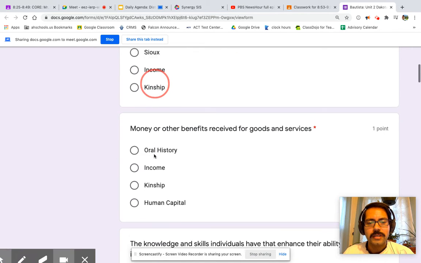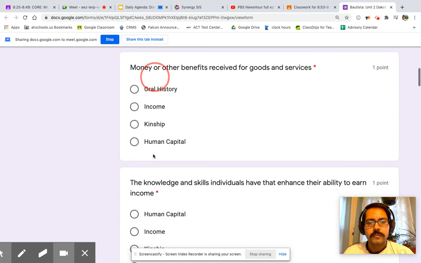Next question. Money or other benefits received for goods and services. What word means this definition? Is it oral history? Is it income? Is it kinship? Or is it human capital?